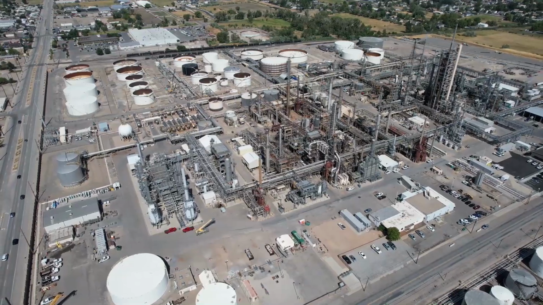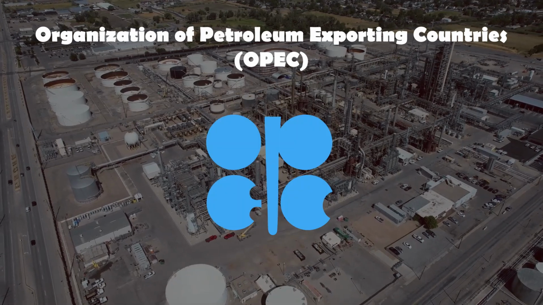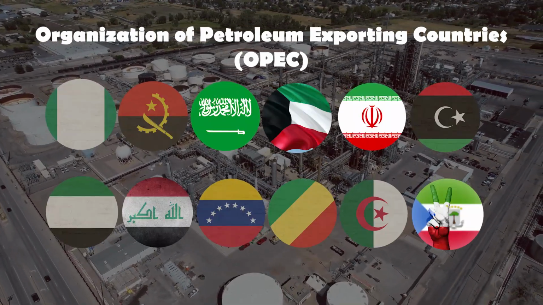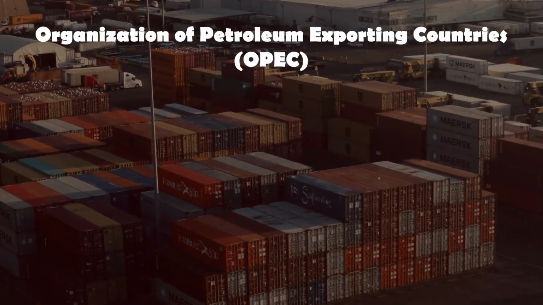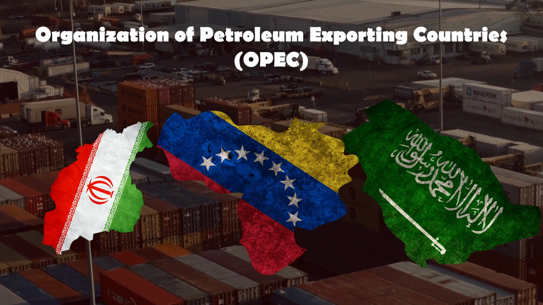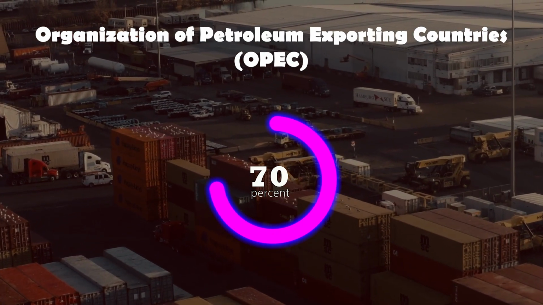OPEC. Second most important factor is OPEC, the Organization of the Petroleum Exporting Countries. As the name suggests, OPEC is a group of countries that contributes in producing a large portion of the world's oil supply. OPEC includes countries with some of the world's largest oil reserves. At the end of 2019, OPEC members controlled about 70% of total world crude oil reserves.